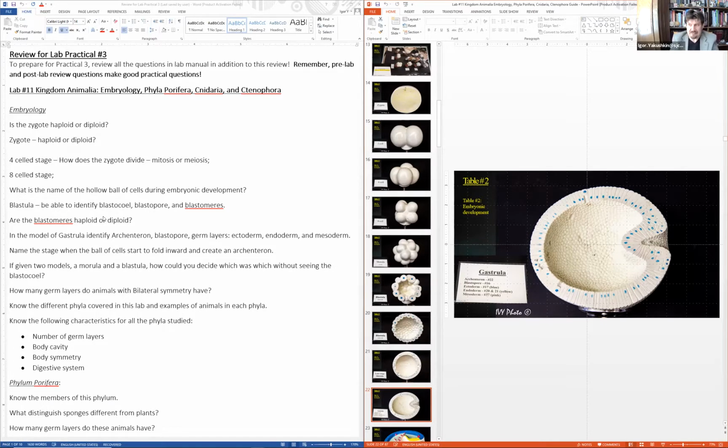All right. Blastomeres, haploid or diploid? Blastomeres, is it the egg or sperm? It's neither. If it's not egg or sperm, it's a blastomere. It has to be a diploid.